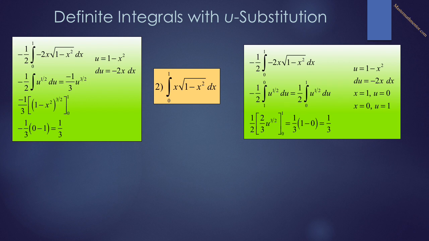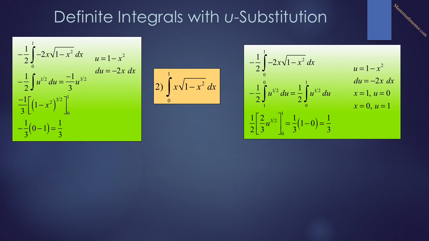We will now attack the problem by changing the limits. We start the same way. u equals 1 minus x squared and du is equal to negative 2x dx. We put a negative 2 to the inside and negative 1/2 to the outside. So this becomes negative 1/2 the integral of u to the 1/2 du.